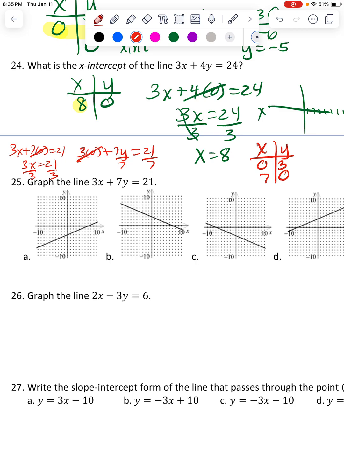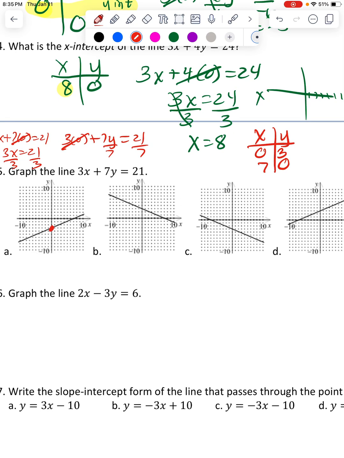So this is telling me that I need 0, 3, which this is not because this one's negative, so that's not it. 0, 1, 2, 3, so that's possible. And then I go out 1, 2, 3, 4, 5, 6, 7 to the right. So this does cross the y at 3, and it does cross the x at 7. So this is actually going to be my best choice.